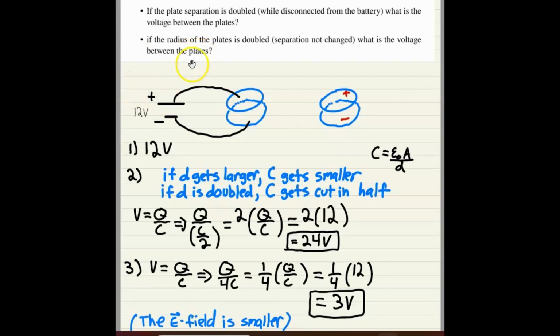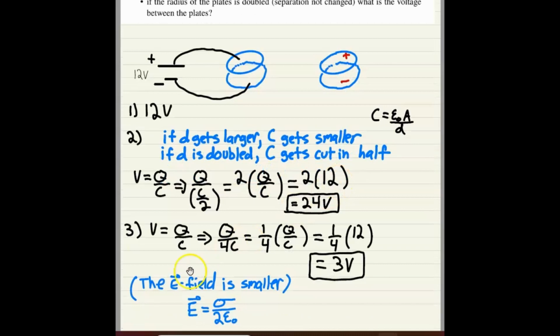Finally, for part 3, if the radius of the plates is doubled, what is the voltage between the plates? Voltage equals Q over C. If the radius is doubled, the capacitance is multiplied by 4. So voltage is Q over 4C. That's 1 over 4 times Q over your initial C. Q over C is the initial voltage, that's 12 volts. Therefore, if the radius were doubled, or the area of the plates were multiplied by 4, the voltage would change from 12 volts to 3 volts.